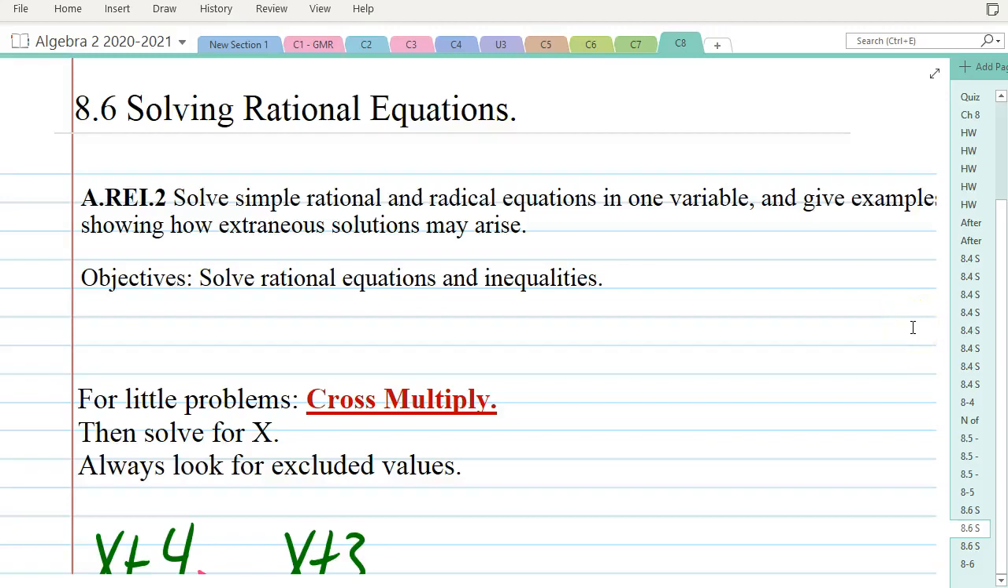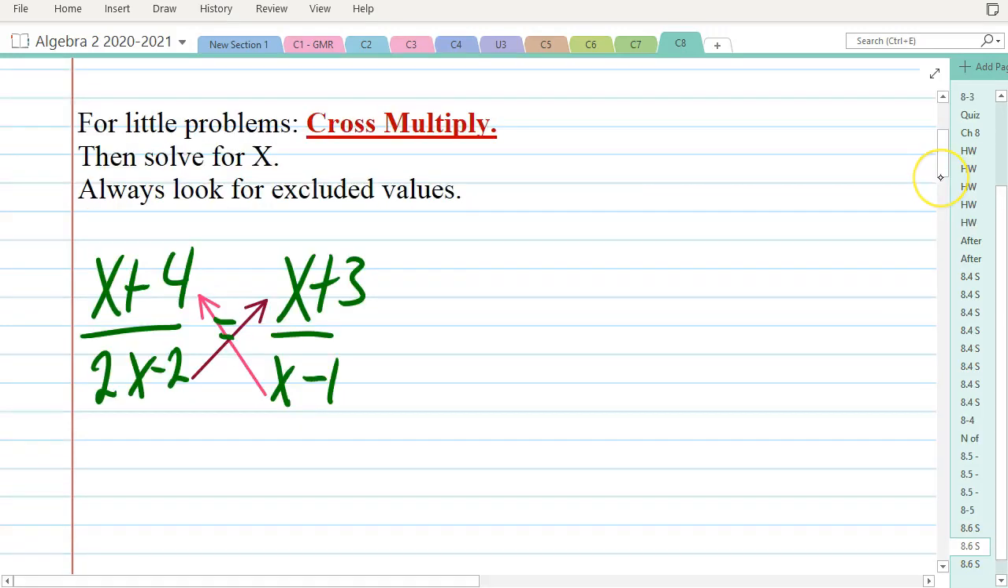For today's lesson, we're going to solve rational equations. Previously, we've already added, subtracted, and graphed the rational equations. Now we're going to go in and solve them. For little problems like this, it's really simple. You just cross multiply, and then we're going to solve for x and find excluded values.